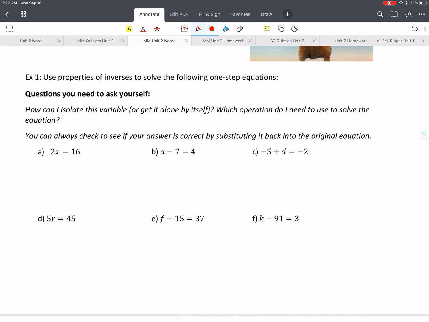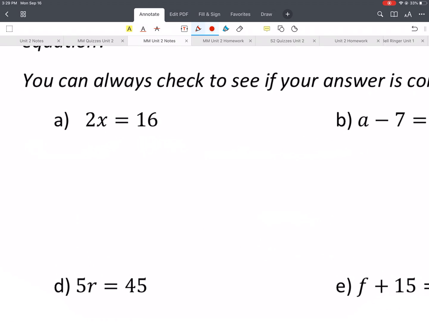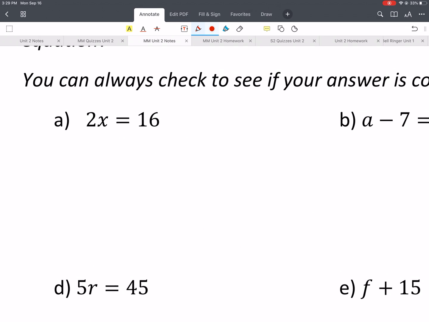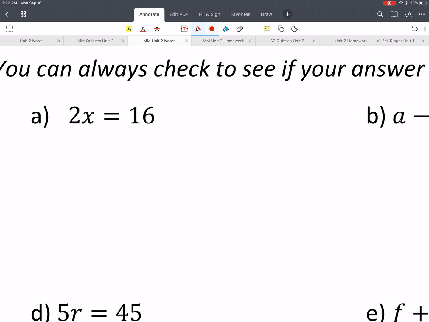When you do these types of problems, you may want to think: how can I isolate this variable? How can I put it by itself? What operations can I use to solve this equation? Let's go over some of these. Like I said, I think you probably feel comfortable with this from previous years.